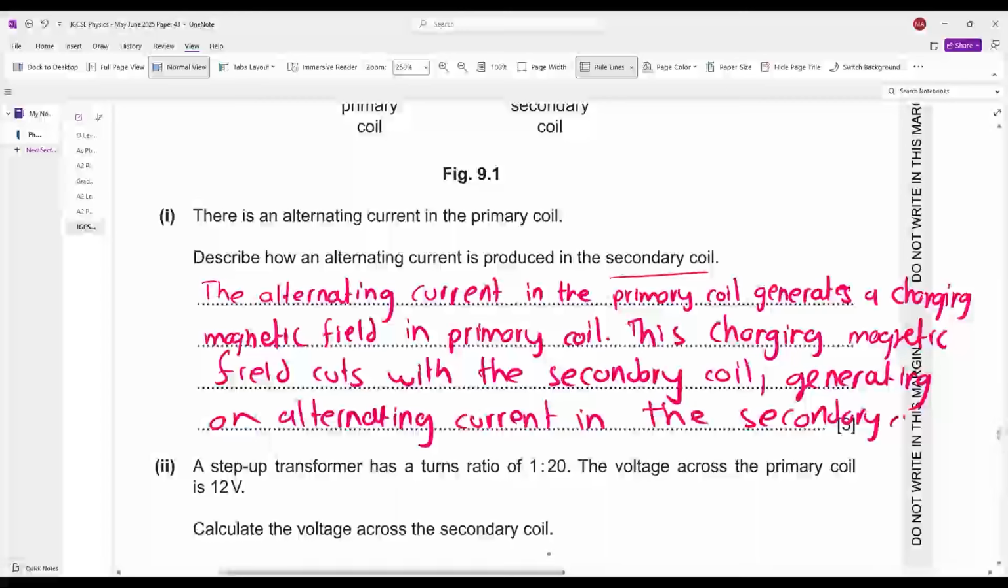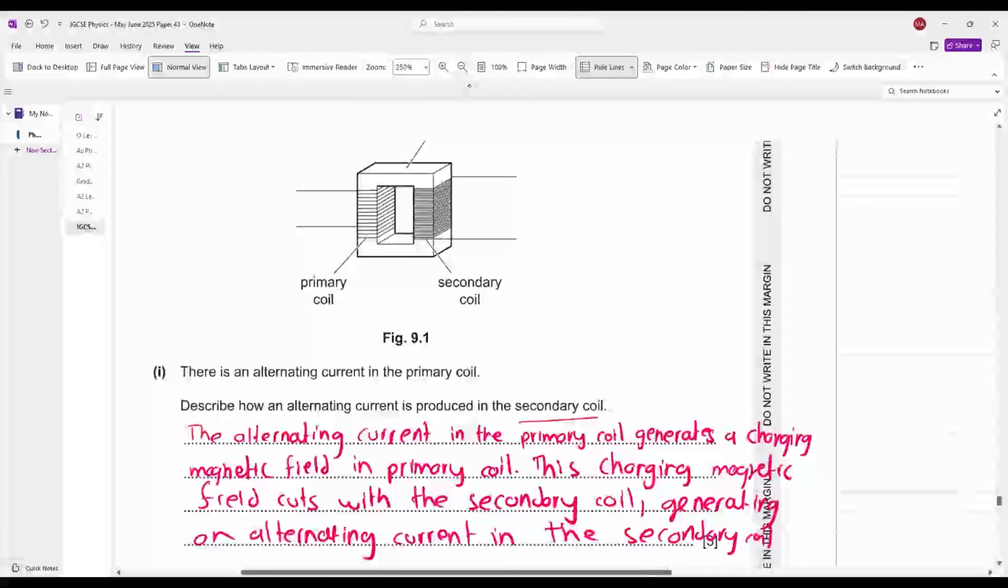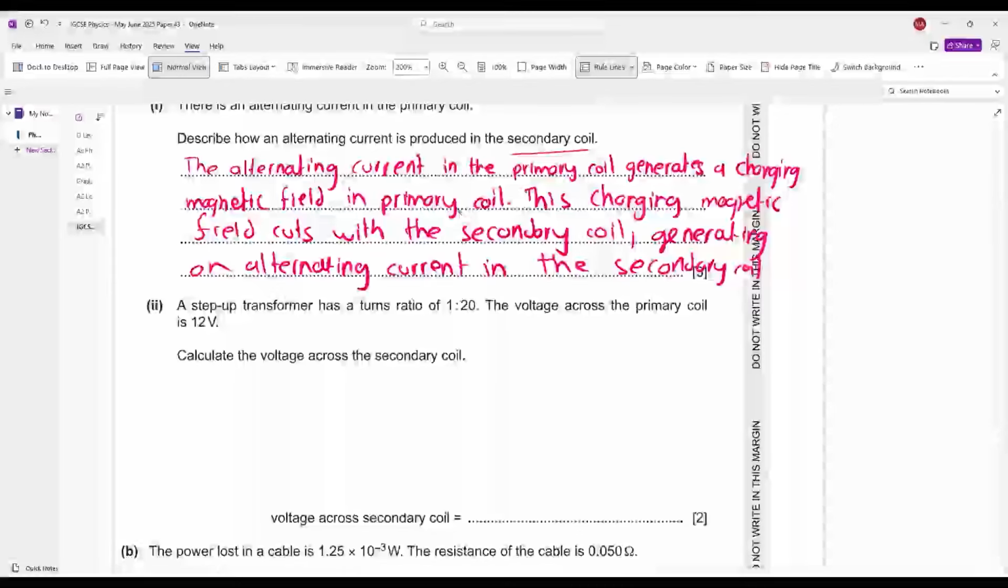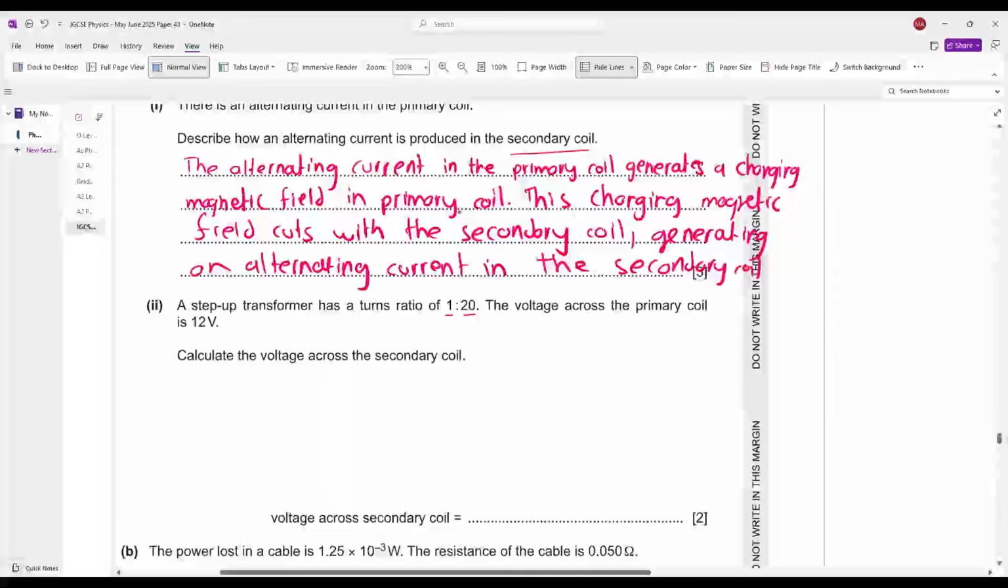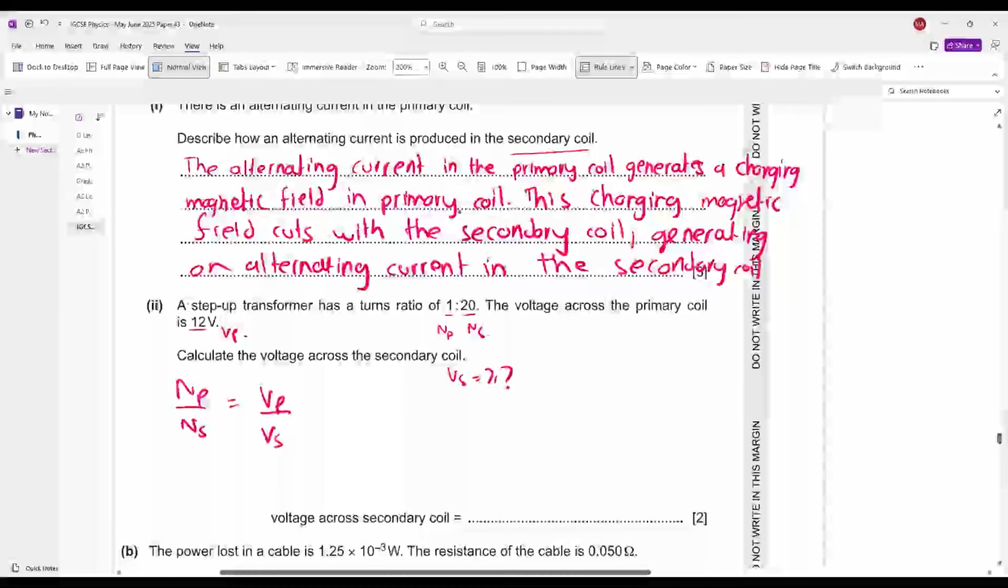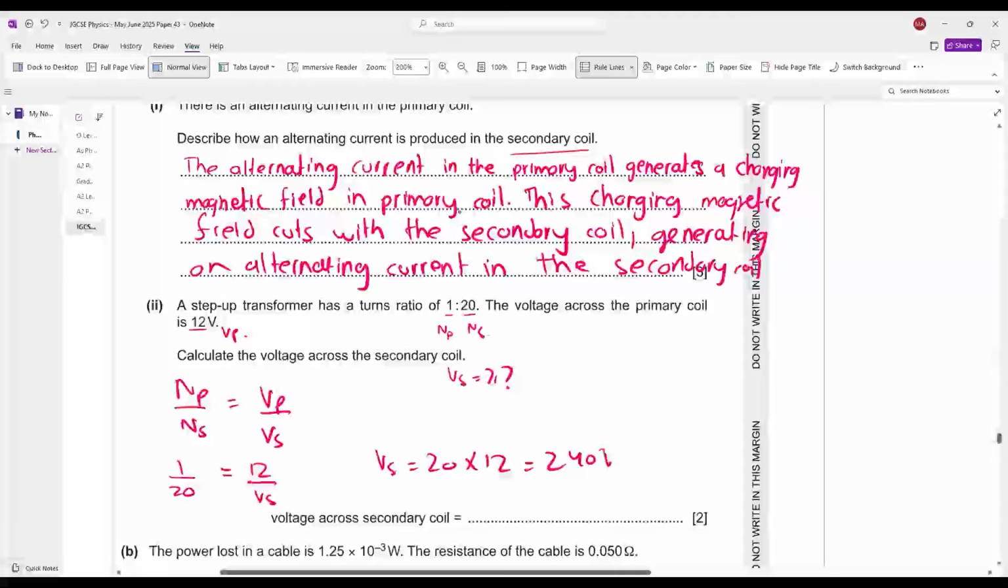Nothing complicated here. Let's further move ahead. आगे बढ़ा जाए भाई. A step-up transformer has a turn ratio of 1 to 20. Okay. That means if the number of turns on the primary coil is this, the number of turns on the secondary coil is this. The voltage across the primary coil is 12 volts. This is VP. You have to calculate the voltage across the secondary coil. How will you do that? NP over NS is equal to VP over VS. 1 over 20. VP की value क्या है? 12 over VS. Can you calculate the answer of VS? Yes. 20 into 12. This comes out to be 240 volts. Simple.